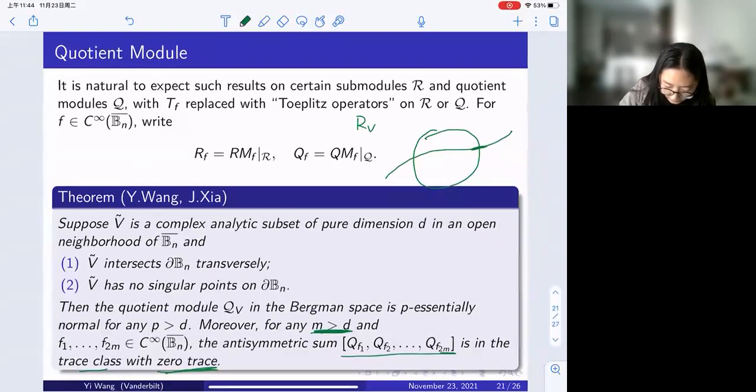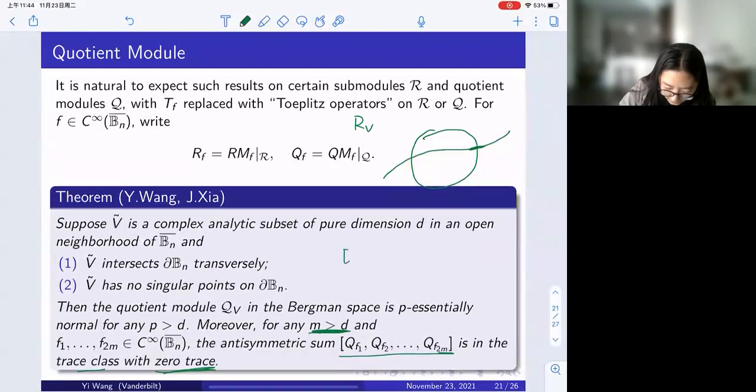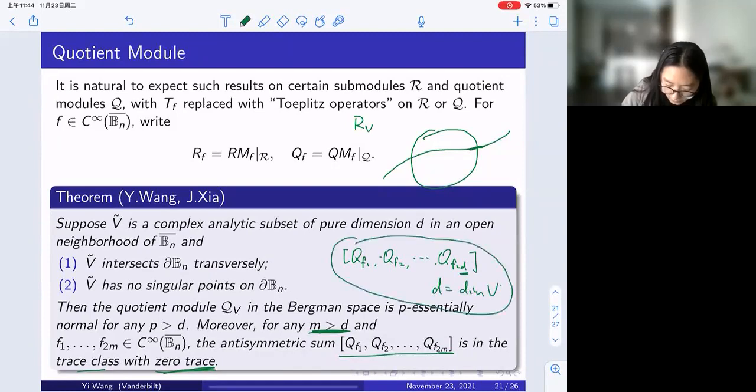But of course, the most interesting case would be QF1, QF2 to QF2D, where D is exactly the dimension of the variety. But this will be very difficult to work with. So I imagine you have to develop some symbol calculus over the quotient module in order to achieve that.